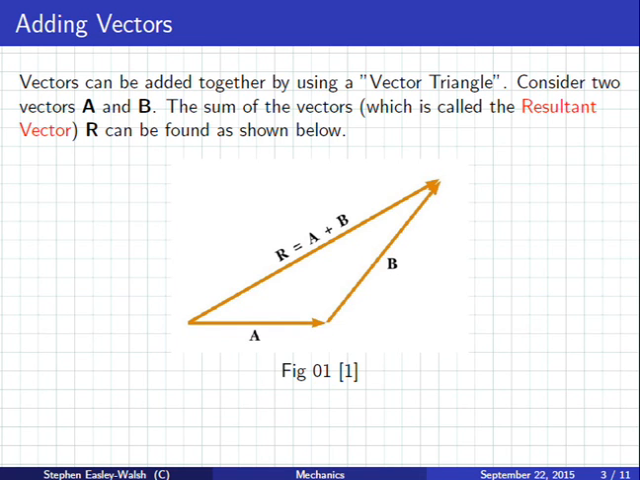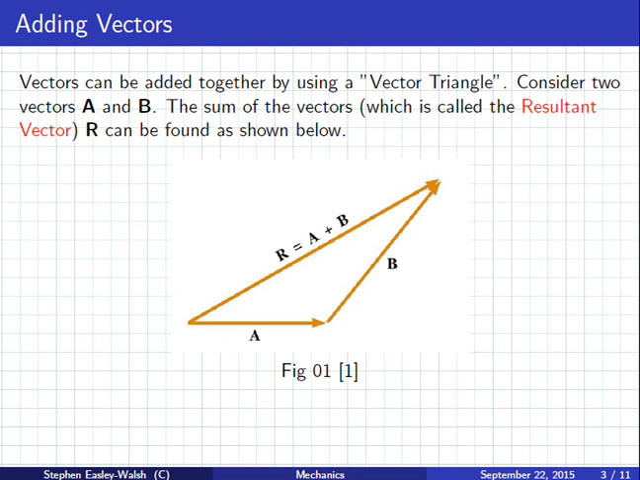Did you draw that picture? Very nice. And did you write down that word in red? If it's in red, it means it's very important. The resultant vector is the answer. That's what it's called. So if I ask you for the resultant vector, what am I asking you to do? To add the vectors together.